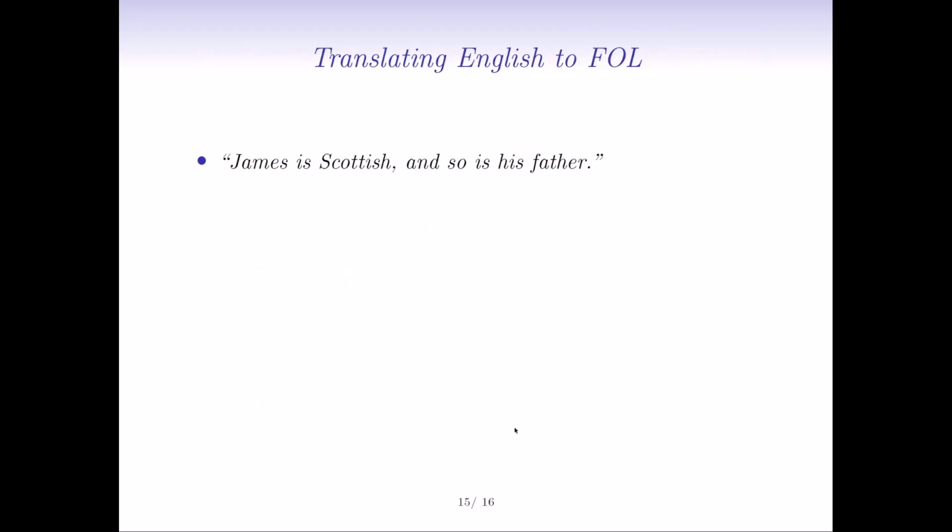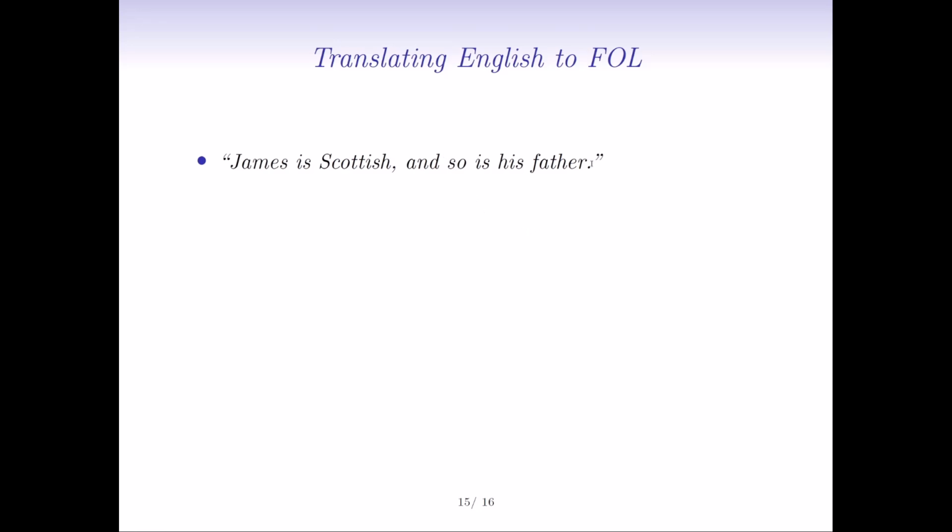Let's start with something simple. James is Scottish, and so is his father. Well, okay, so there's one predicate in this sentence, which is the property of being Scottish, so that will naturally become a predicate symbol. We have the proper noun James, and so that will typically become a constant, in the same way as we had Socrates is mortal, and that kind of thing.